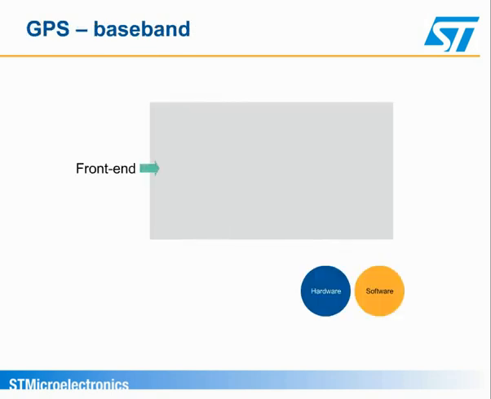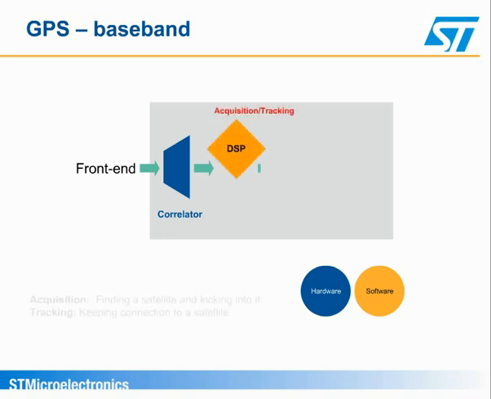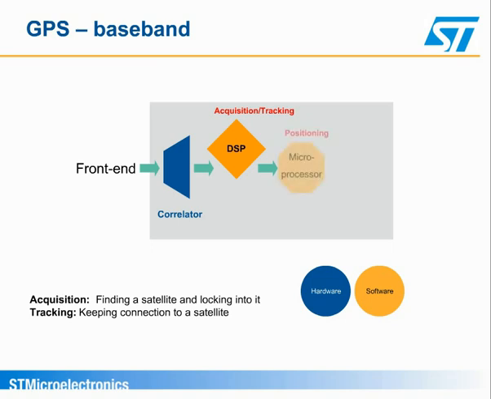In the baseband, the signal enters multiple correlator channels. For the acquisition of new satellites just appearing over the horizon, there is a dedicated DSP that does this acquisition task. This task always runs in the background and always looks for new satellites. When a satellite is found, it is handed over to the tracking task using the satellite for the position calculation. This is done by the 32-bit microprocessor.